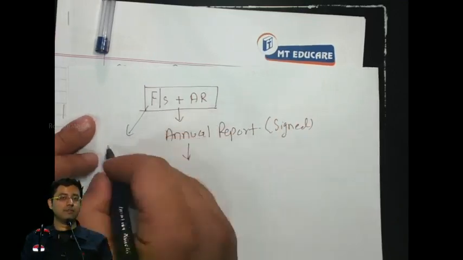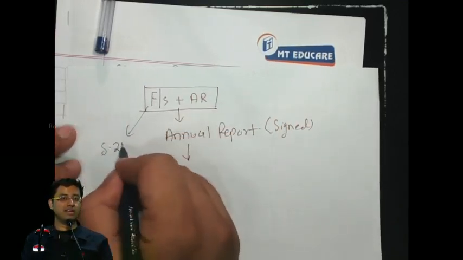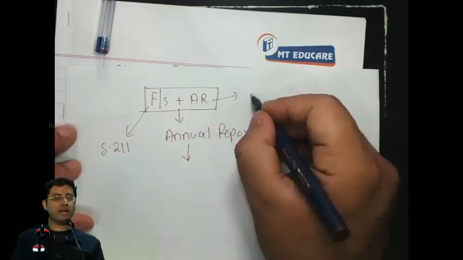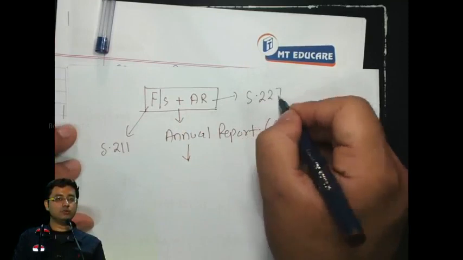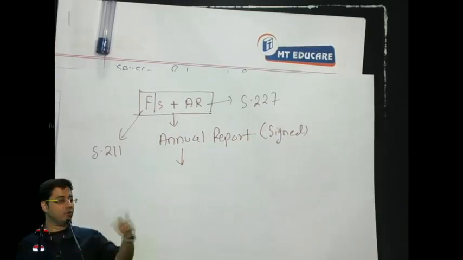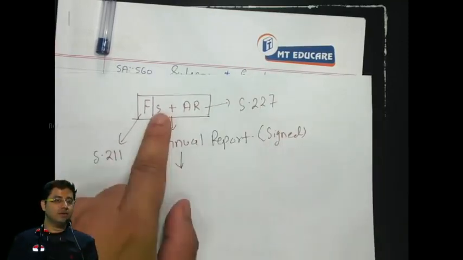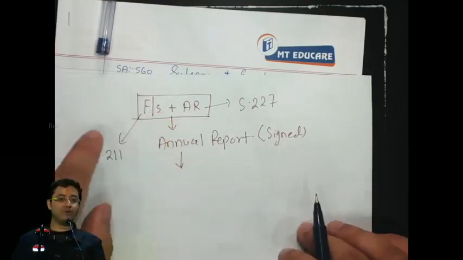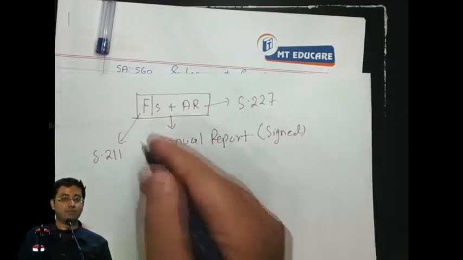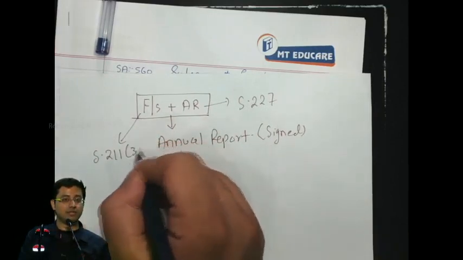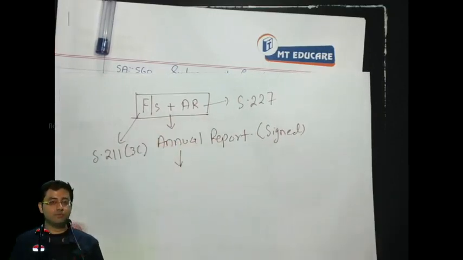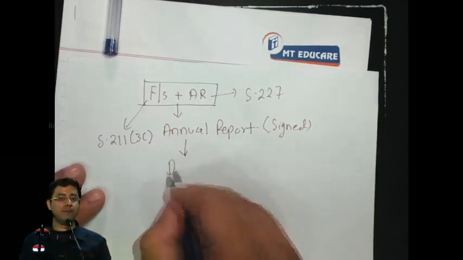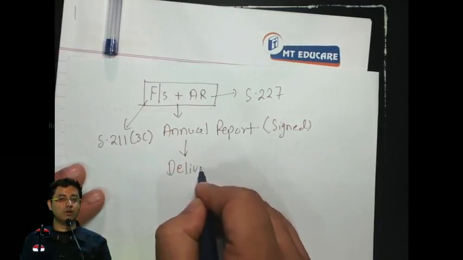So these financial statements, when I am putting them in the annual report, it is section 211. And when the auditor is putting his audit report in the annual report, where is it written? It is 227. So signing and putting in the annual report is 227. Signing the financial statement is 216 and putting it in the annual report is 211. Okay, it is basically section 211 subsection 3C. Now this annual report is dispatched or delivered to the shareholders.